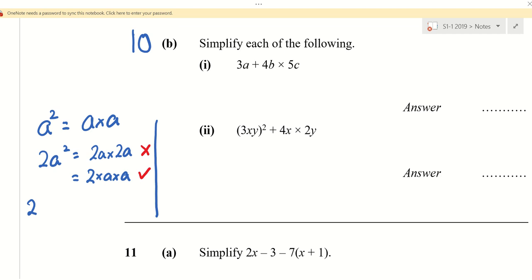Example, if this is 2A, 2A means 2 times A. But there's an A square. So A square means A times A. But why is it not 2A times 2A? Because the square only belongs to the A. Does the square belong to the 2? No. The square sits properly on the A only.